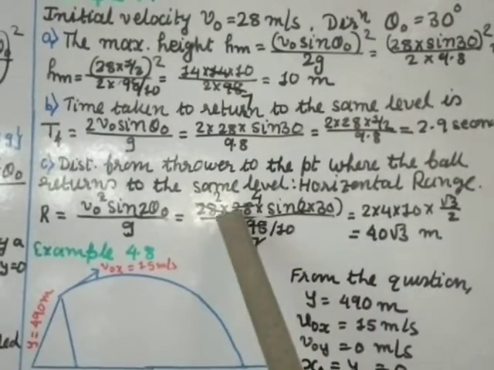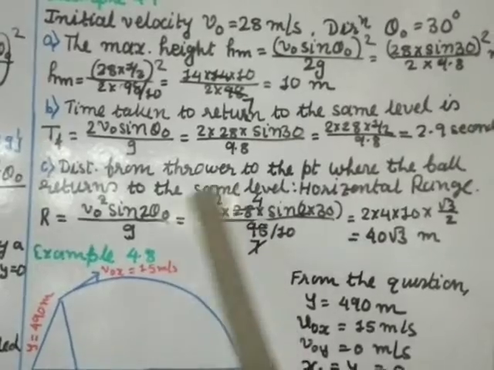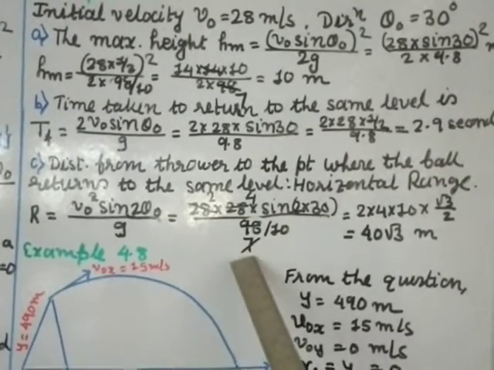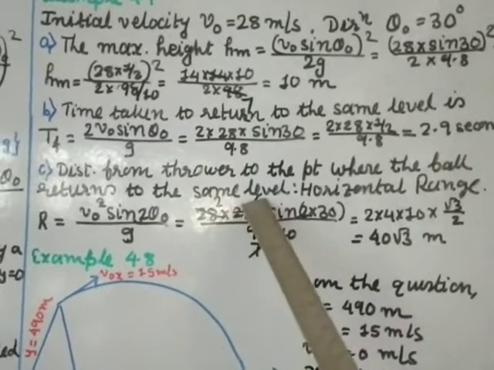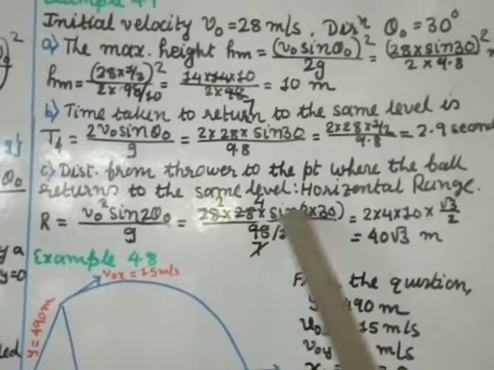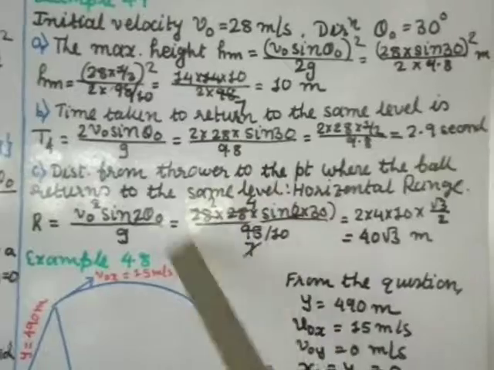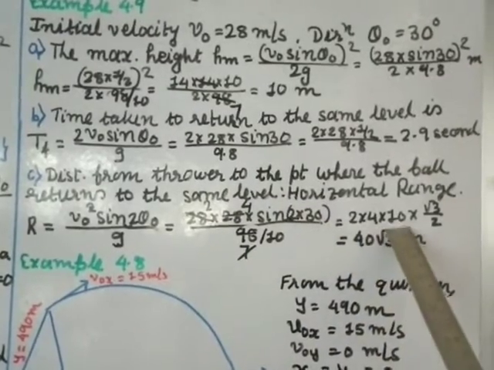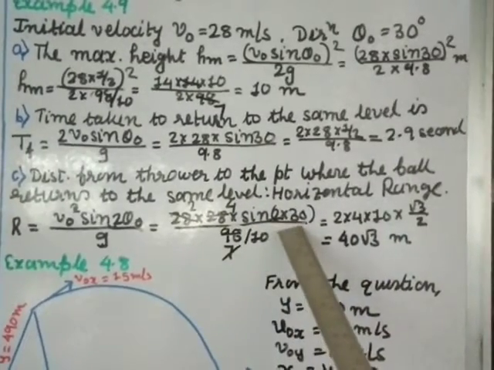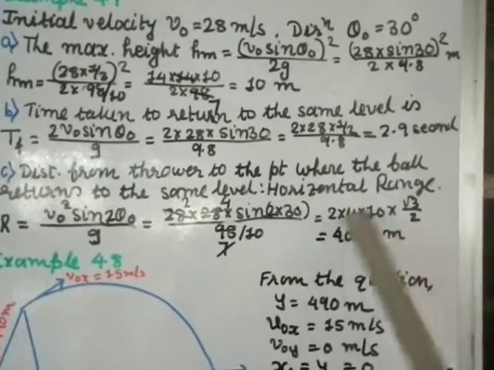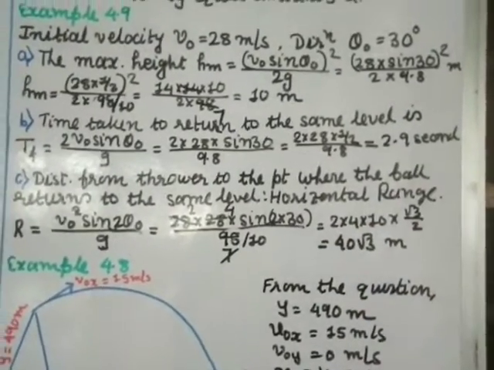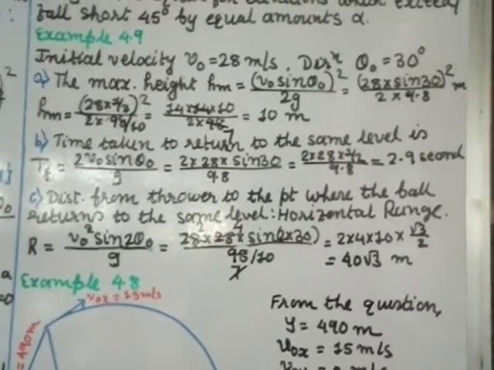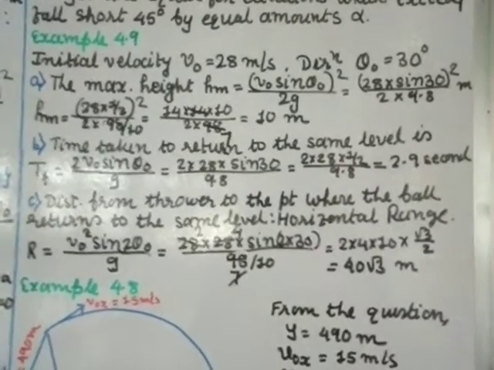Okay, so when you cut 28, you will get 7, and if you cut 7 again then you get 2 here. Here 28 and 4 and 7, and when you cut, this 10 will go up, right? So you can get 2 into 4 into 10, and this is sine 60, which is root 3 by 2. So you can cut these two, so you get 4 into 10, 40 root 3 meter. So that is the answer for example number 4.9.